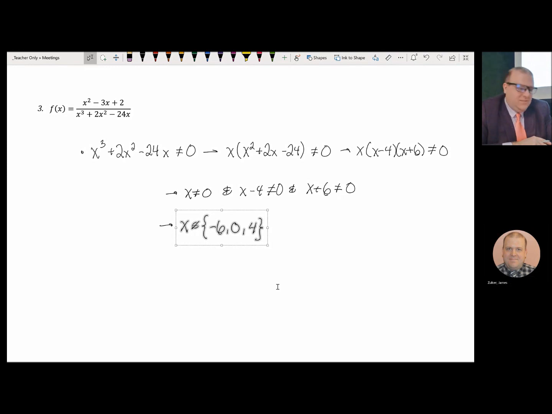The one that's highlighted. Yes. Well, x can't be 0, right? From the first step. Second one says x minus 4 can't be 0. Well, what minus 4 is 0? 4, right? So x can't be 4 either. And the same thing for x plus 6. X plus 6 can't be 0. So what plus 6 is 0? -6, right? So there are no radicals. So we don't have to worry about that.